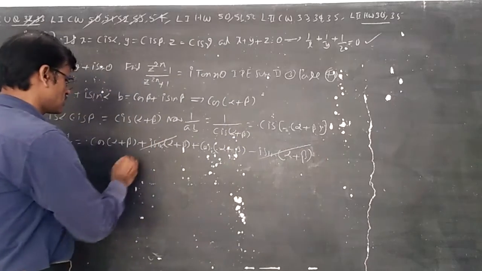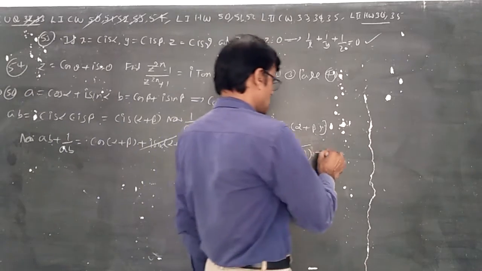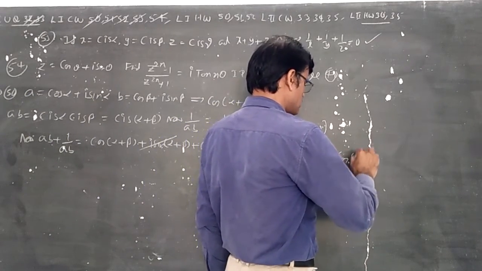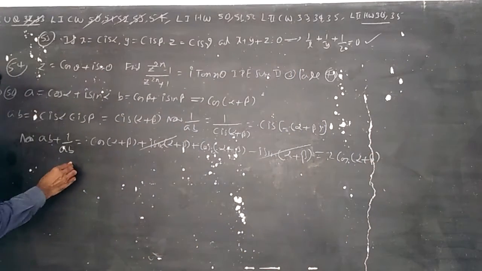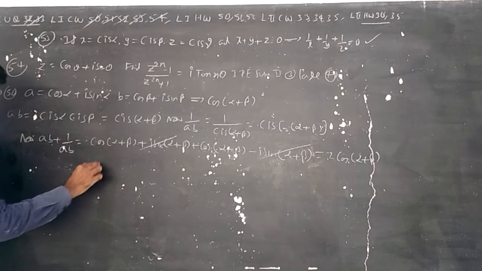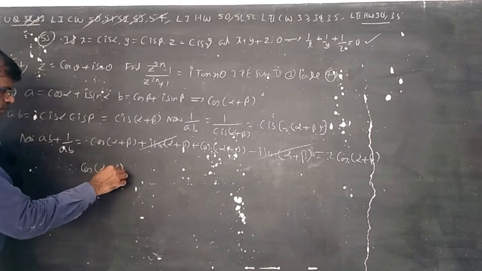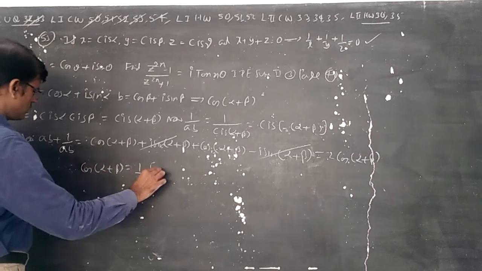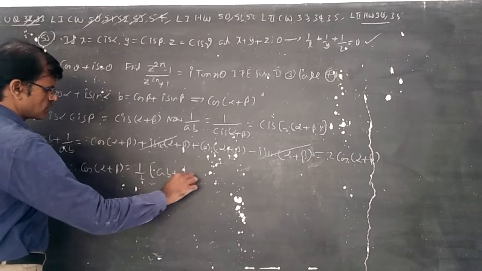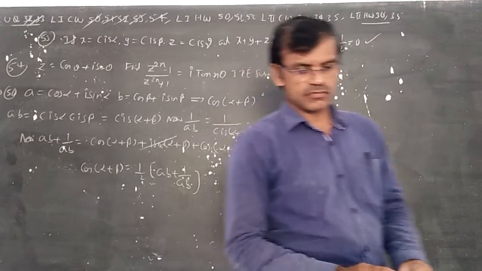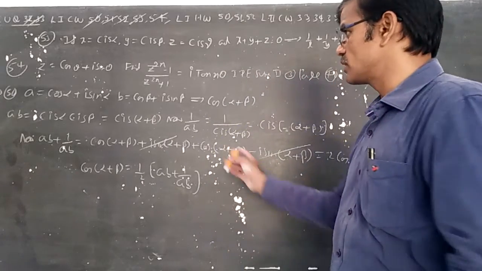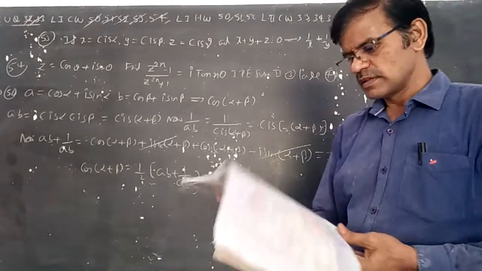Minus i sin plus i sin get cancelled. So 2 cos of alpha plus beta. We need only cos of alpha plus beta. Therefore, cos of alpha plus beta is equal to 1 by 2 into AB plus 1 by AB. Hereafter, we can write directly the formula. Directly, we can write the sums using this one.